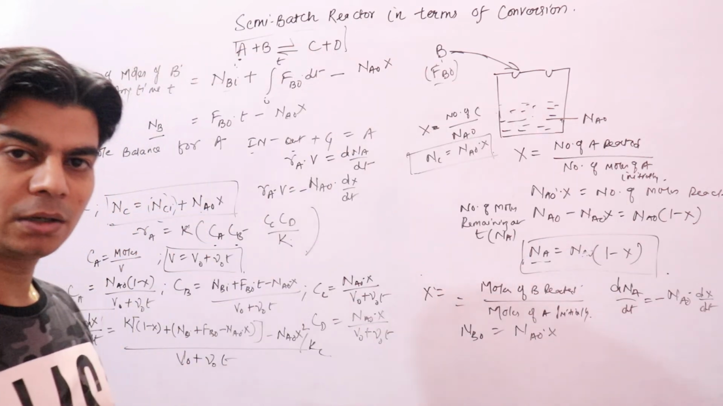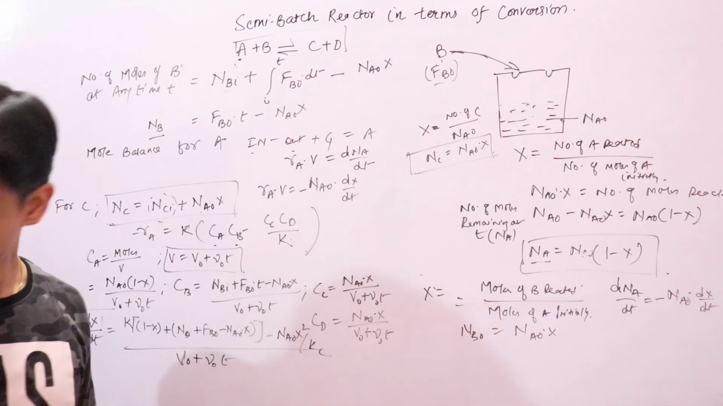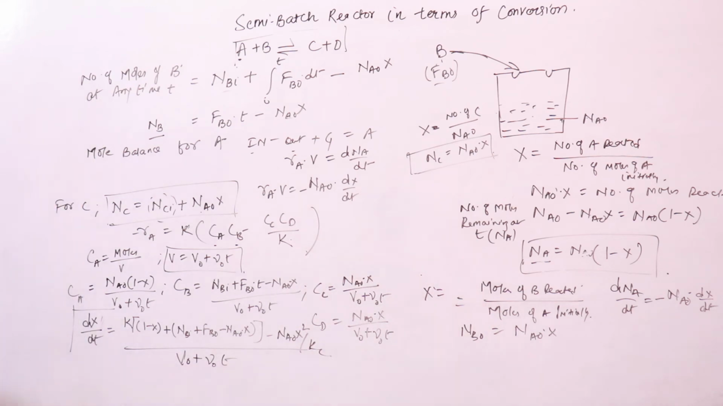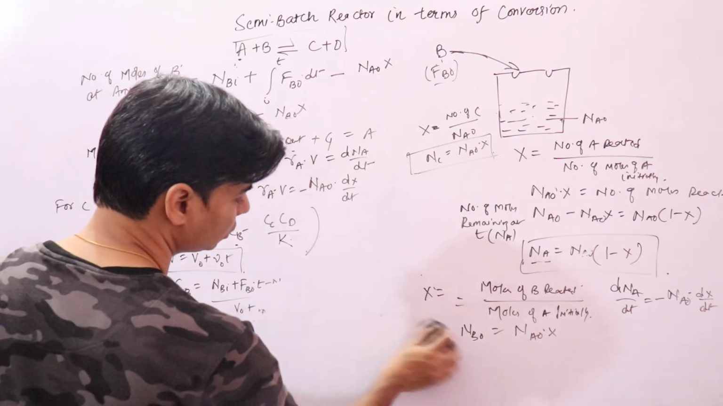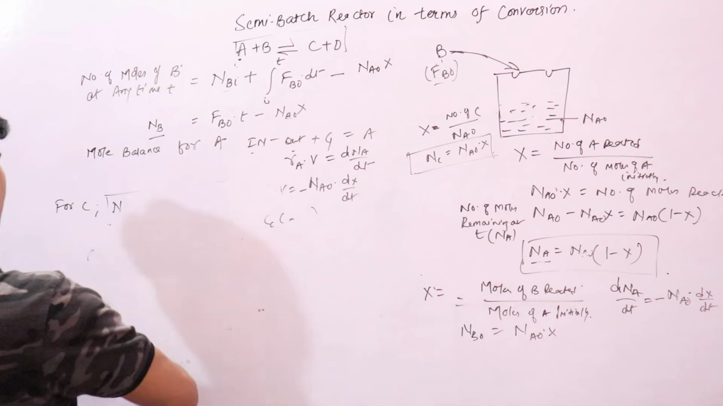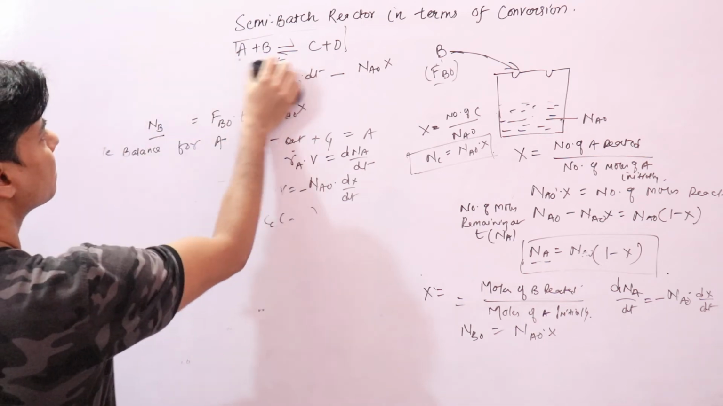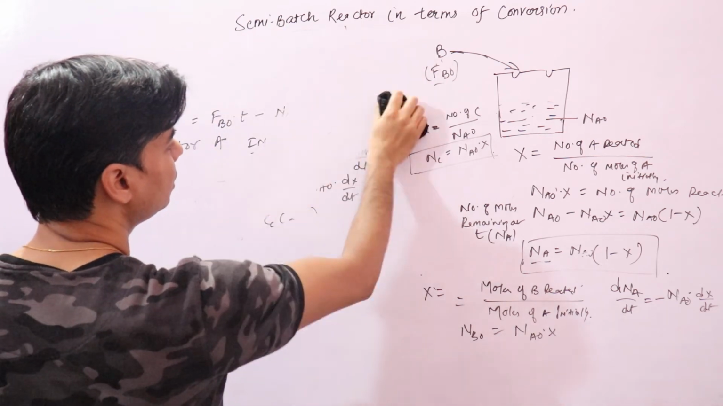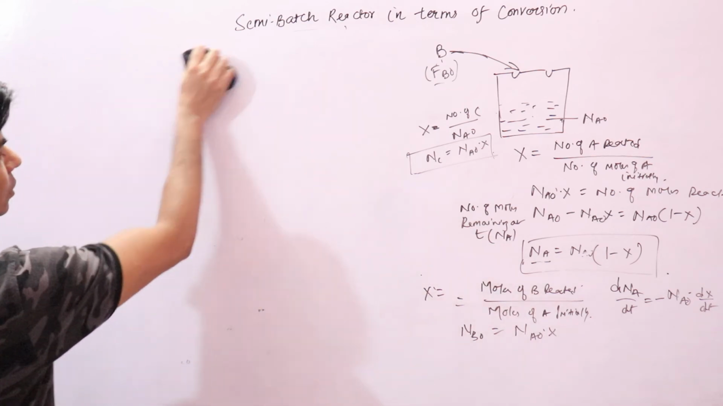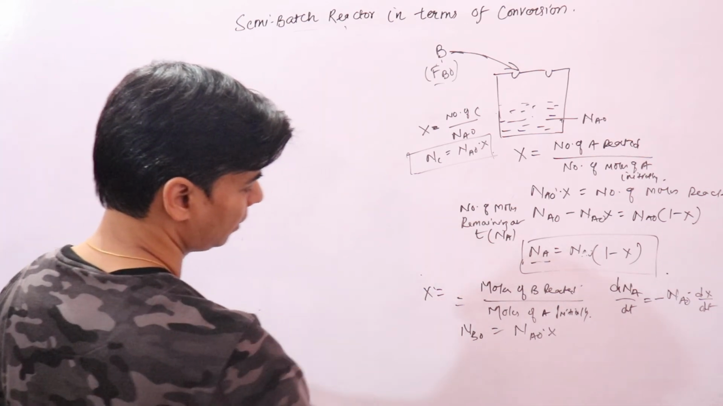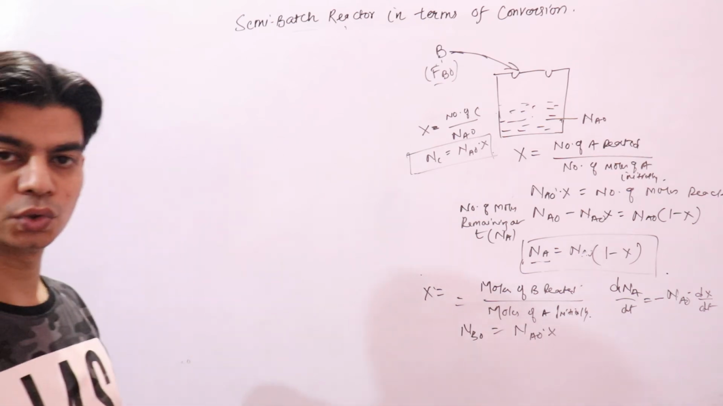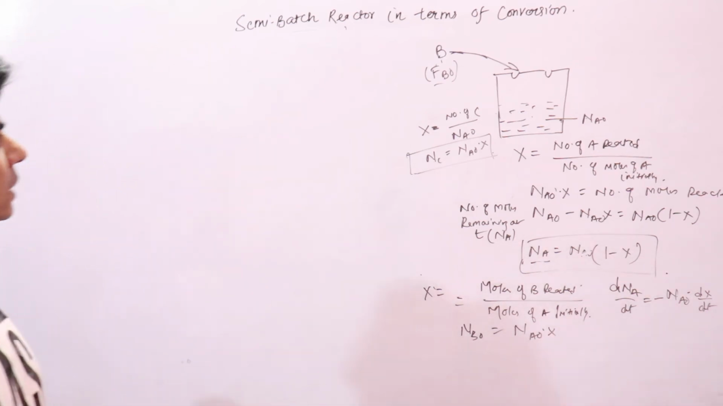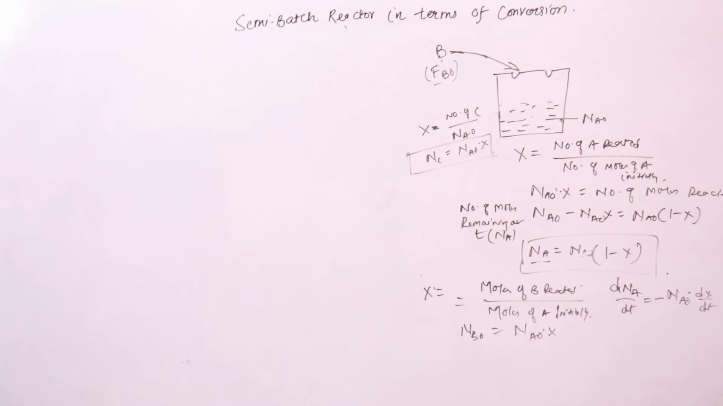Now we'll look at the second part of calculating the same, the semi-batch reactor conversion at equilibrium. We'll be using the concept of chemical equilibrium now. Chemical equilibrium you have done in school, in school chemistry. In chemical thermodynamics also you have chemical equilibrium. So now let's do that.